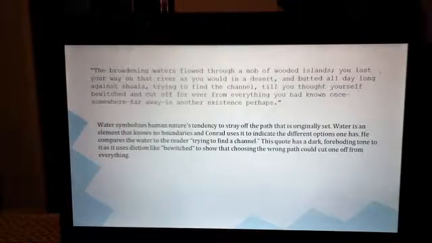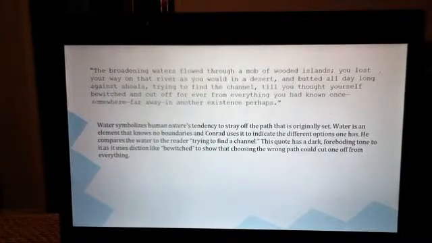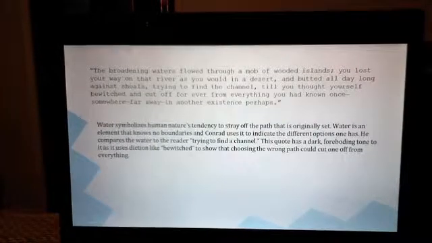The water symbolizes human nature's tendency to stray off the path that is originally set. Water is an element that knows no boundaries, and Conrad uses it to indicate the different options one has. He compares the water to a reader trying to find a channel. The quote has a dark, foreboding tone to it, as it uses diction like bewitched to show that choosing the wrong path could cut one off from everything.